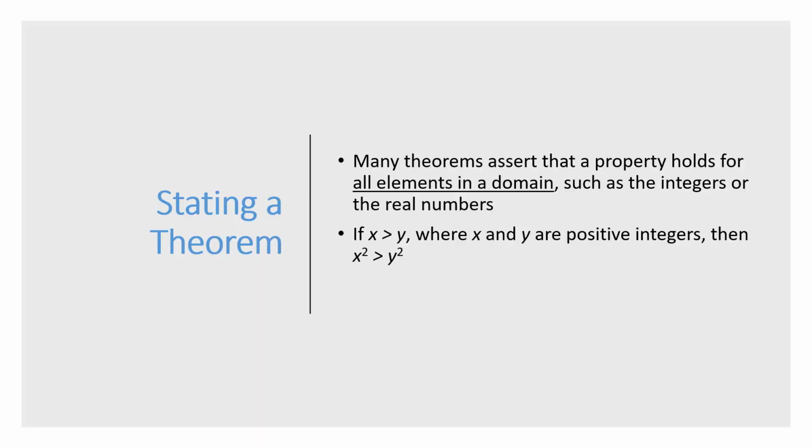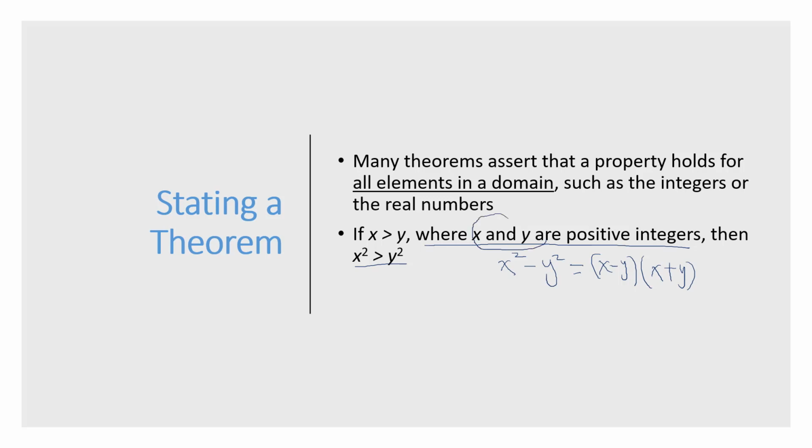So here we state a theorem, like saying if x is greater than y, where x and y are positive integers, then x squared is greater than or equal to y squared. So how do you prove that? This is your assumption, and we want to prove this. The ideal way to prove that is to think about this quantity here, x squared minus y squared, and you factor this as (x minus y)(x plus y).